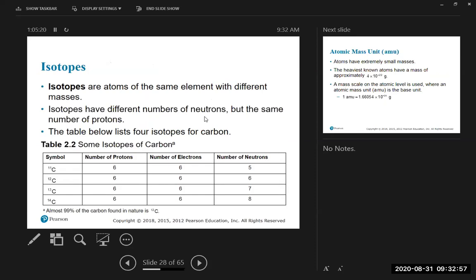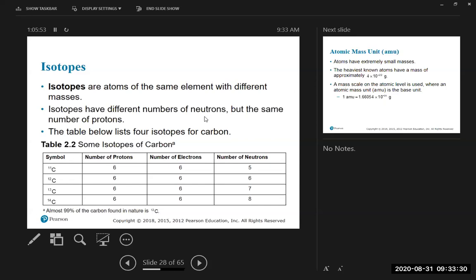Okay, so in the world of elements, there's something called isotopes. And isotopes simply mean it's an atom, but it has a different mass. So if an atom has a different mass, what would have changed? Any thoughts on that? Number of neutrons. Number of neutrons. Because we said before that if it's a particular element, the protons don't change. The protons are always the same.